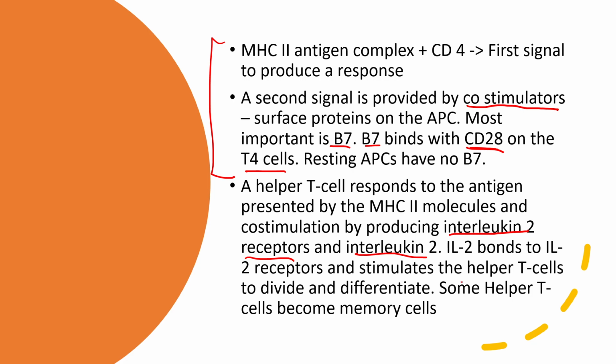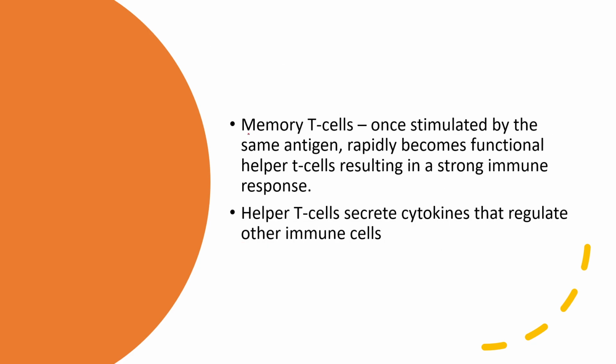Some helper T cells now become memory cells. What are memory cells? Memory cells are T cells that remember. That is why they are called memory cells. They remember the antigen. They are inactive. However, if they are stimulated by the same antigen, they rapidly become more helper T cells, resulting in an immune response. So this is the process of our memory, or our adaptive immunity.